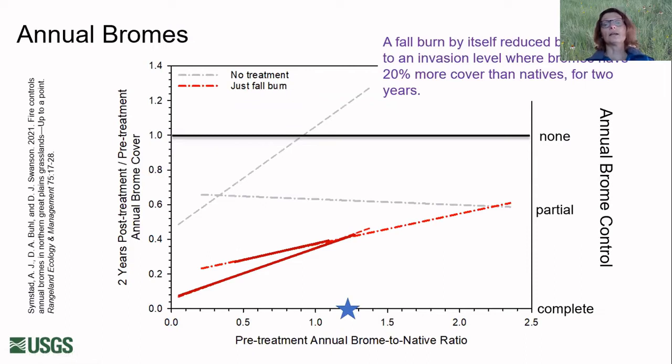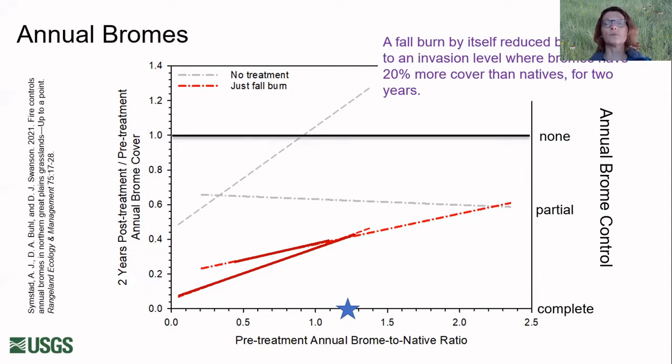A study in grasslands just a bit east of those in the previous slide showed another type of threshold in fire and annual brome management in the Great Plains. In northern mixed grass prairies of western Nebraska and South Dakota, a fall prescribed fire reduced annual brome cover for 2 years when annual bromes comprised about 60% or less of total plant cover.